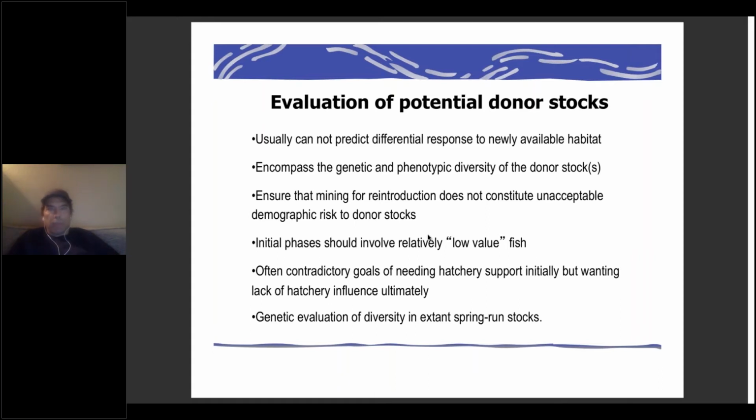the broodstock selected for the San Joaquin should encompass the entire genetic and phenotypic diversity of the donor stock, which means, just as we can measure it with genetic markers and also things like the full age and life history complement in that donor stock. And very importantly, the process of selecting a donor stock needs to make sure that it doesn't engender demographic risk to the donor stock itself. And as you might imagine, that made it the case that Mill and Deer in particular have been off limits pretty much the entire time.